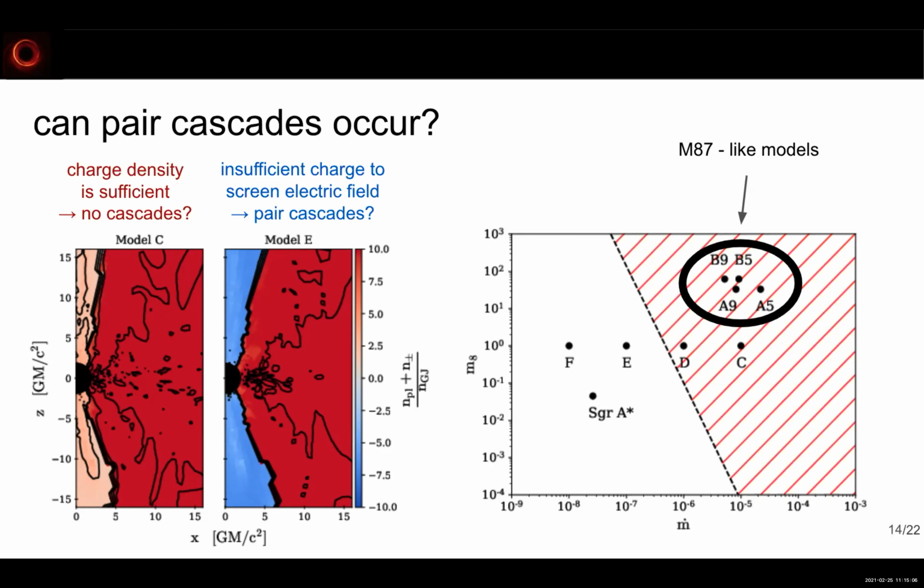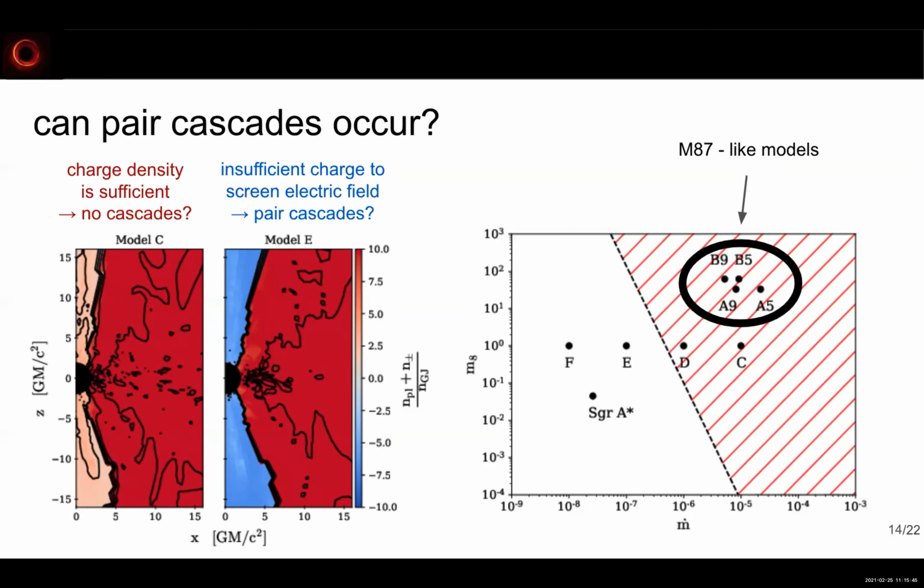are there enough pairs produced through this pair drizzle process to screen the electric field? So again, going back to this dichotomy between pair cascades and pair drizzle, pair cascades only operate if you have unscreened electric field. So in principle, if you have a strong enough pair drizzle, you can produce enough charges to completely stop the pair cascade process. And so with all of the caveats that were described before, what we find is that as you increase your mass accretion rate, or as you increase the mass of the black hole, it becomes harder and harder to actually open up these gaps.